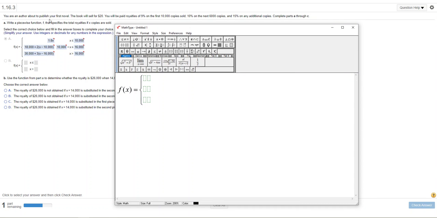We're an author about to publish our first novel. The book will sell for $20. You're going to be paid royalties of 9% on the first 10,000 copies sold, then 10% on the next 6,000, and 15% on the additional copies.